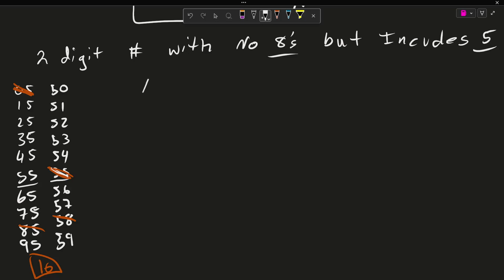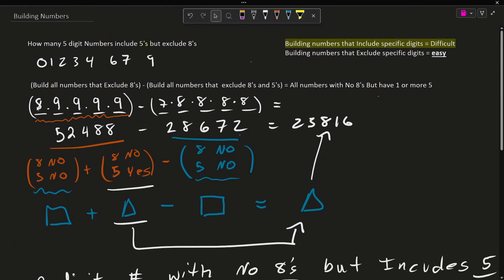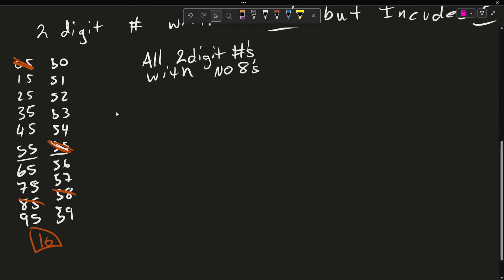So I'm going to build all 2-digit numbers with no 8's. Well, that's just going to be the same as up here, 8 times 9, but with no more 9's. I'm going to stop there. It's 8 times 9 because I've got 8 options for the first digit because I can't have a 0 or an 8, and I've got 9 options for the second digit because I can't have an 8.